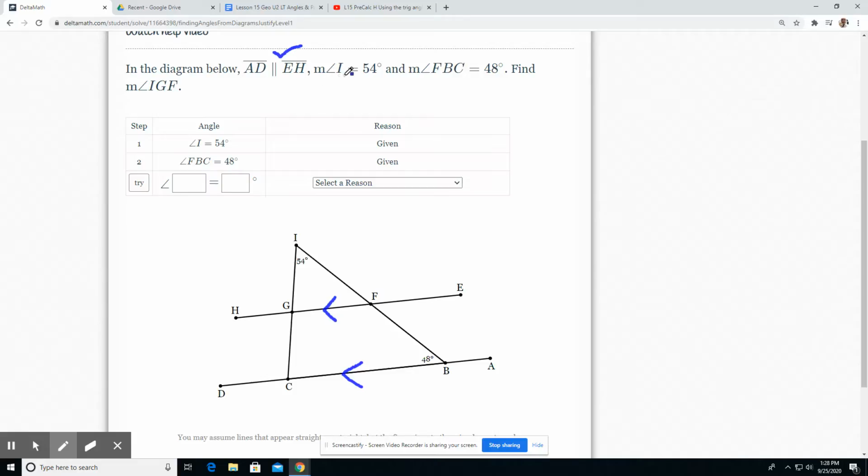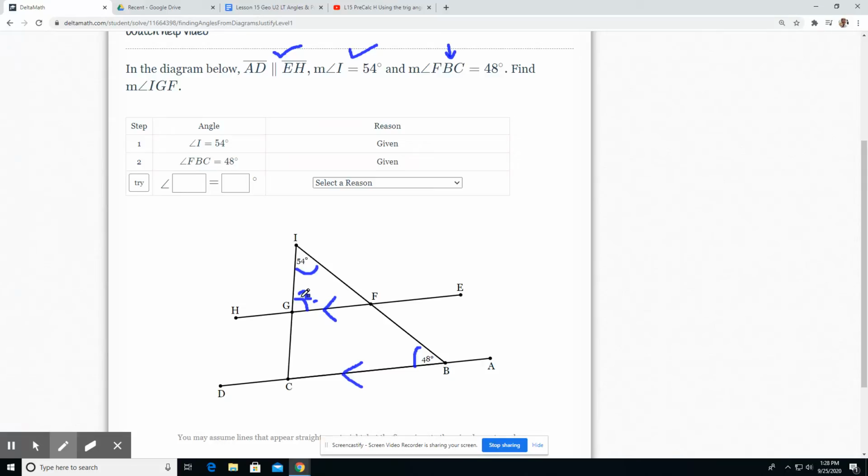All right, so the measure of angle I, that's 54 degrees. That's that one right there. So they gave us that one. FBC, focus on the letter B. Where's B at? FBC is this one right here, is 48. Find IGF. We're looking for IGF. What is that one right there?